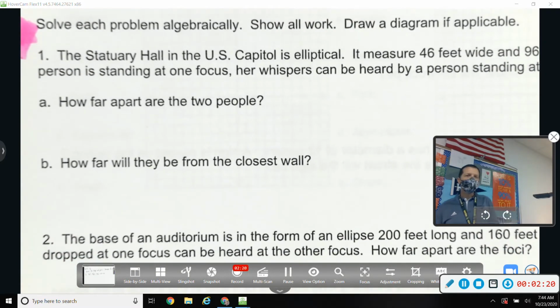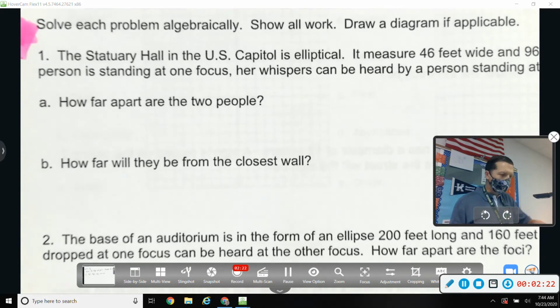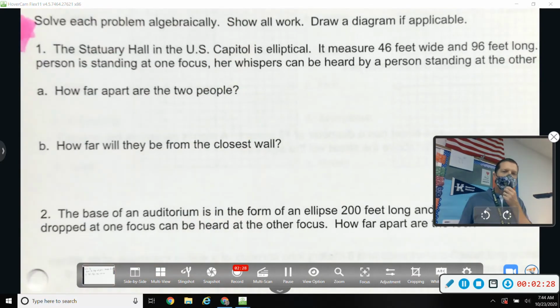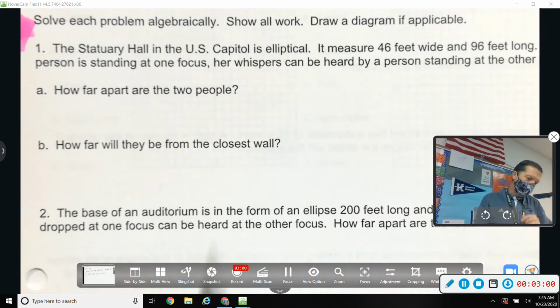All right, the Statuary Hall in the U.S. Capitol is elliptical. It measures 46 feet wide and 96 feet long. If a person is standing at one focus, her whispers can be heard by a person standing at the other focus. Ellipses work like that. They're called whisper rooms. If you've ever been in one, like at a science museum or something, you can stand inside of an elliptical room, and you can be 30 feet across, and you can say something really soft, and because of the way things bounce and land at the other spot, the other person can hear you even if there's other people talking in there. It's kind of interesting. So that's what this is about.